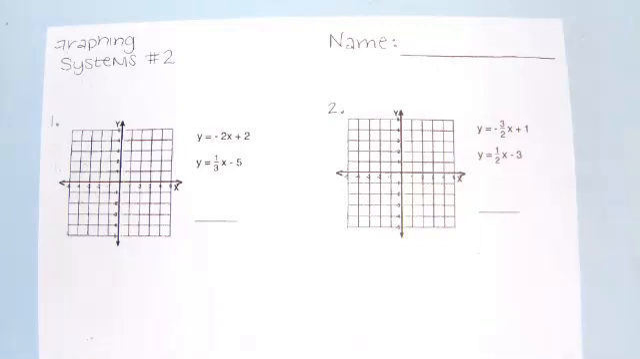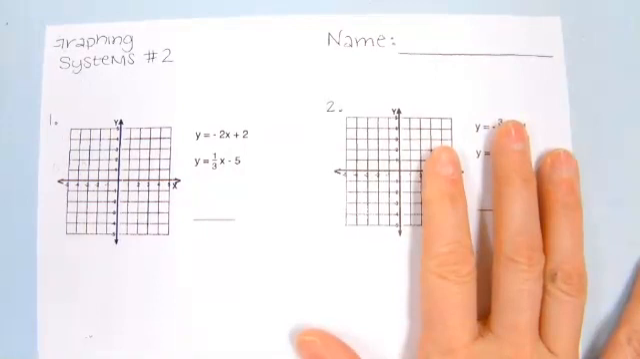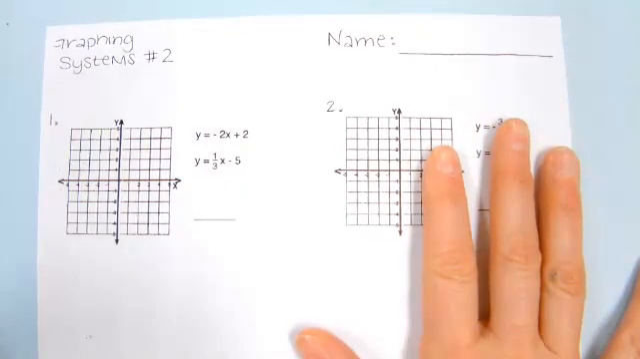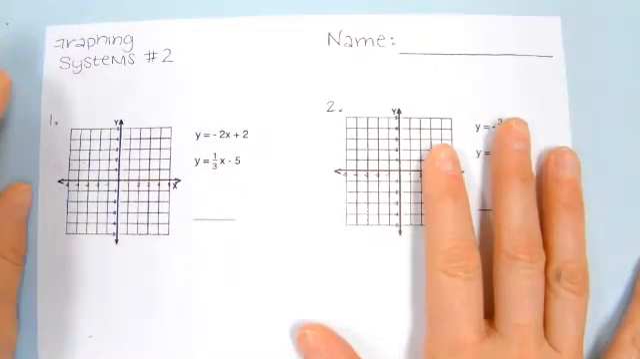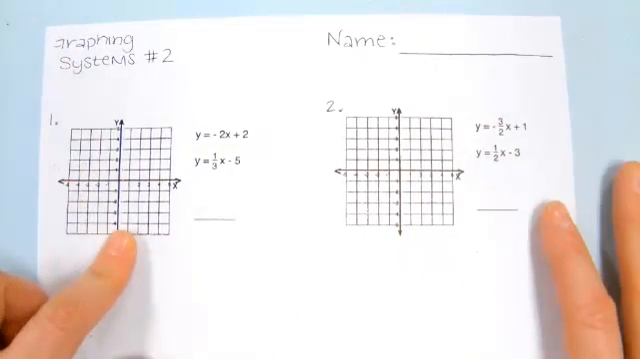Okay, this video is if you need help with the homework today. So, going with our graphing systems is this homework, graphing systems 2. I'm going to walk through some of these problems to help you out. So, let's start with number 1.